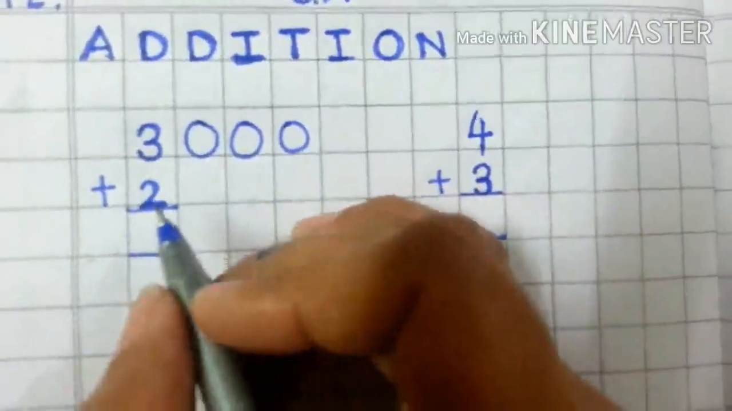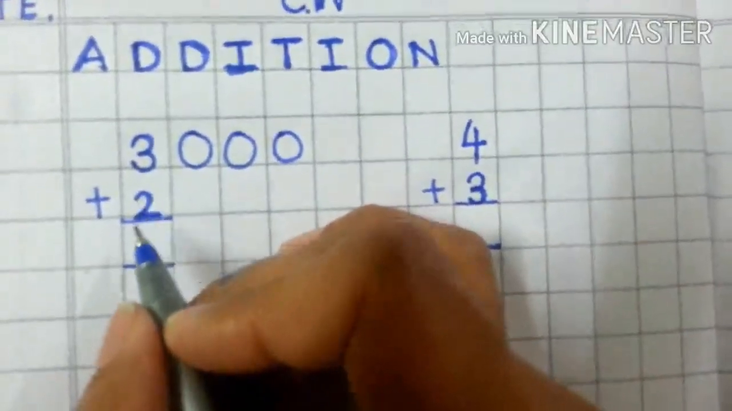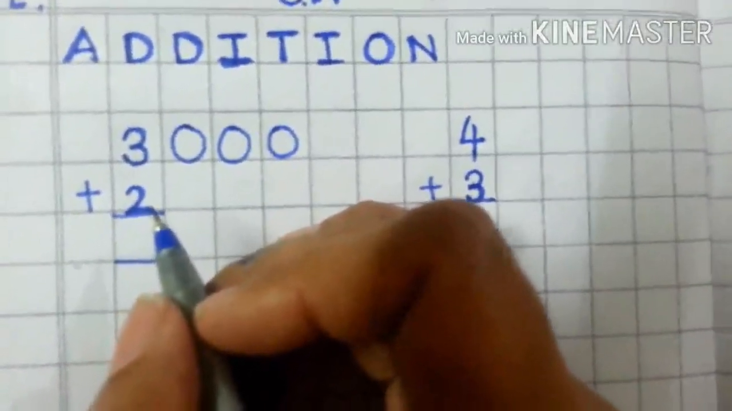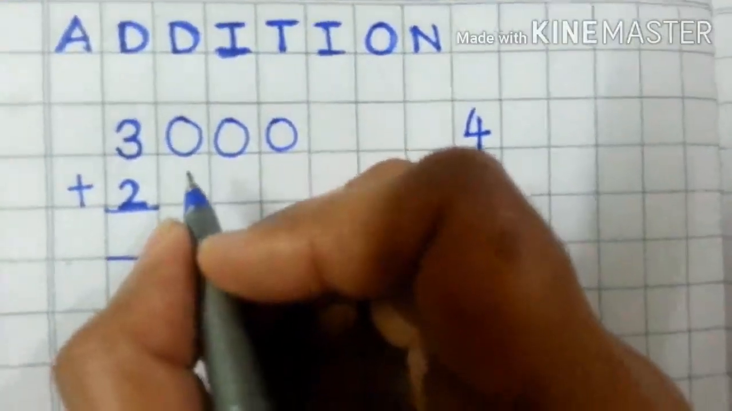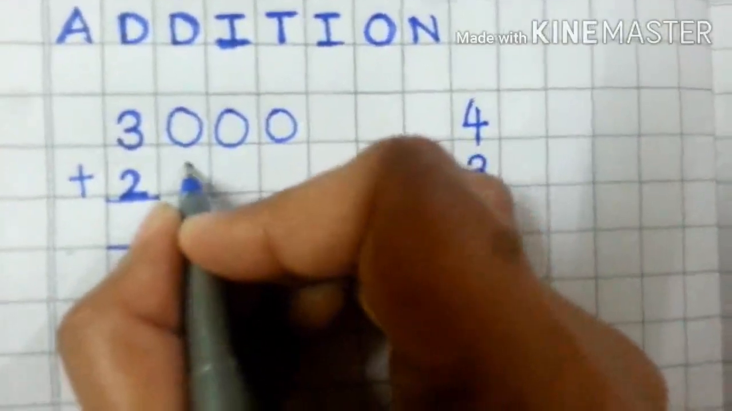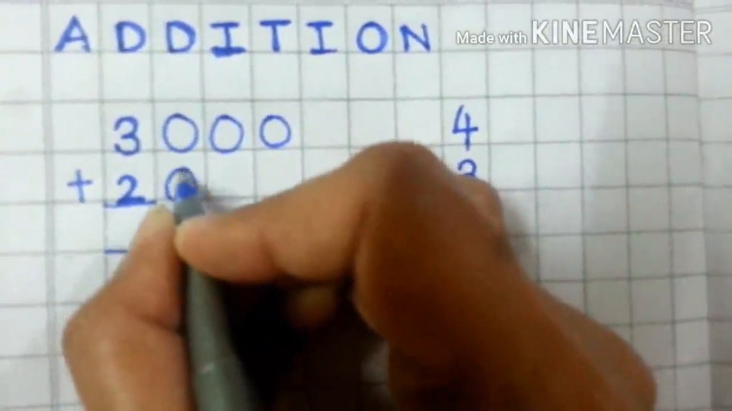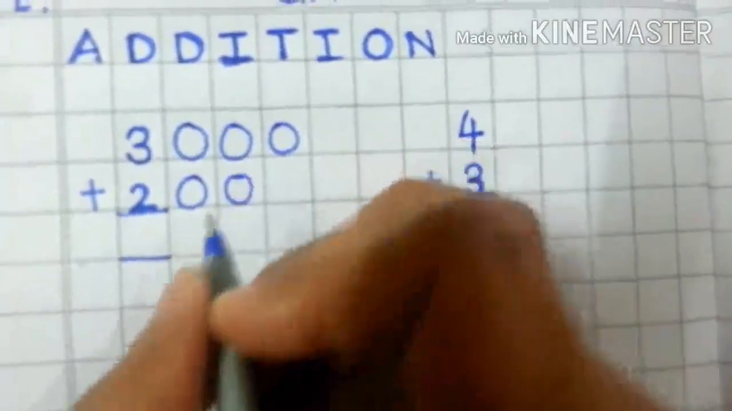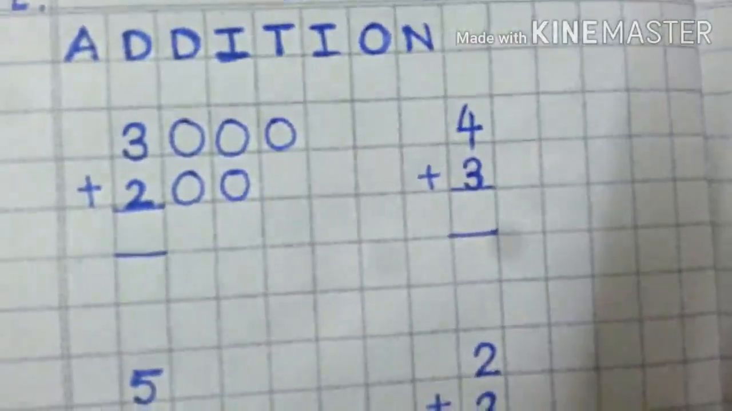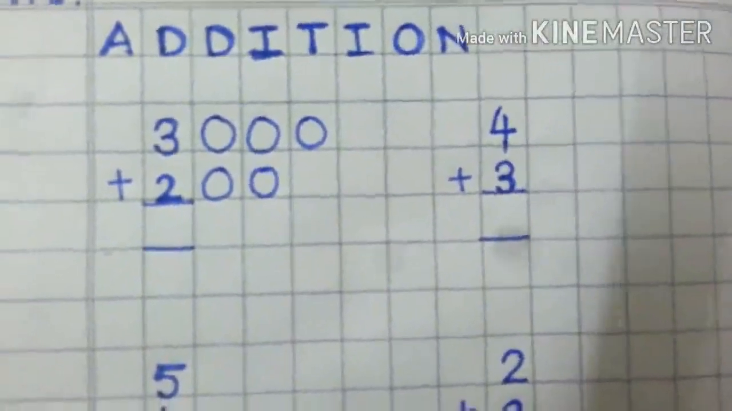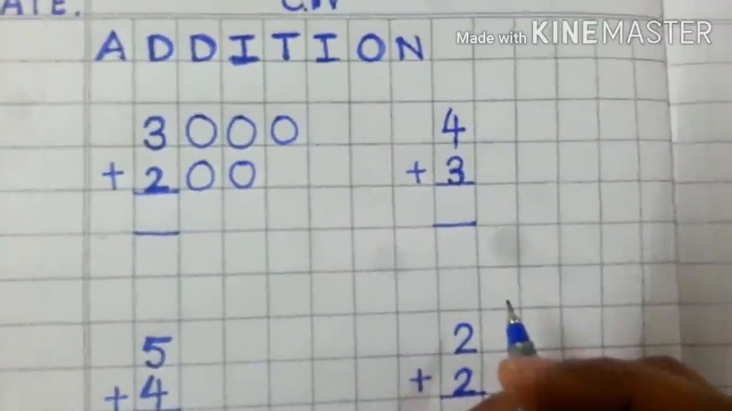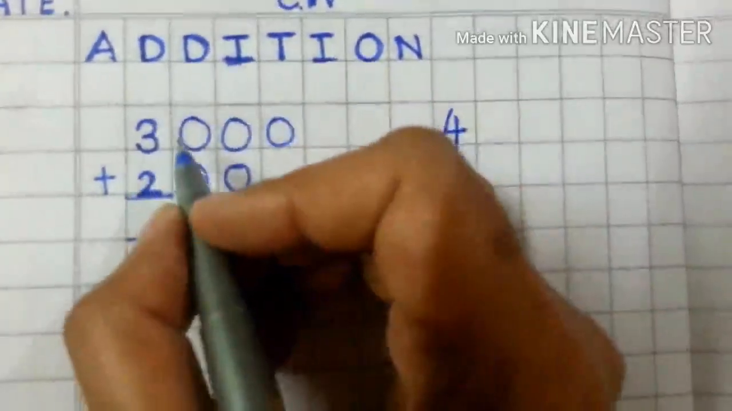Now go to number 2. For number 2, we will draw 2 marbles. 2 marbles for number 2. 1, 2. 2 marbles for number 2.